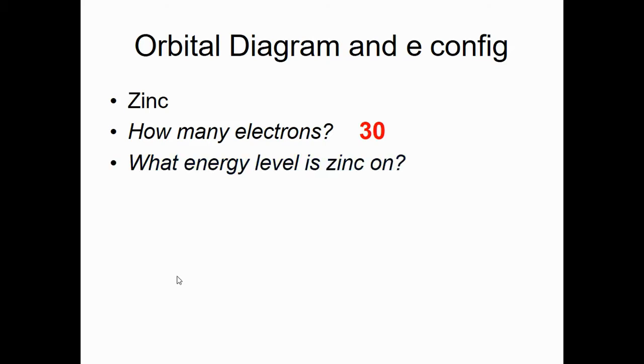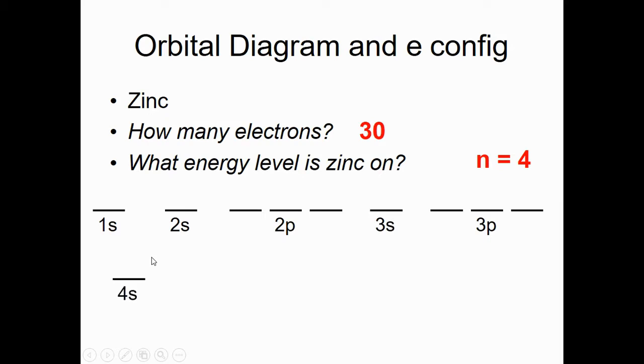What energy level is zinc on? So zinc is on the 4th energy level. However, it is in the D block. So if it's in the D block, that row is labeled as a 3D. The very last thing you are going to fill up is the 3D. So this is what your orbital notation looks like. We got to put in 30 electrons.